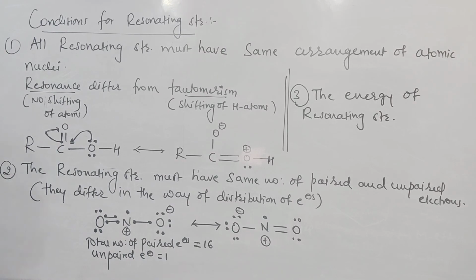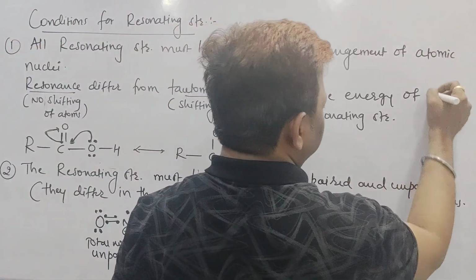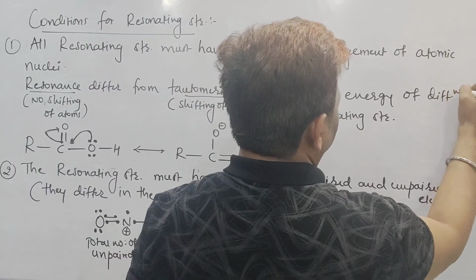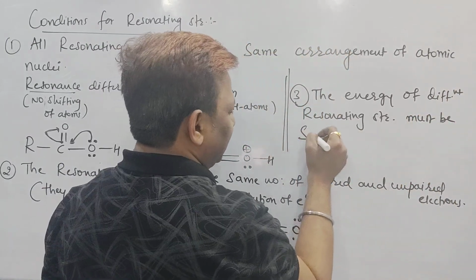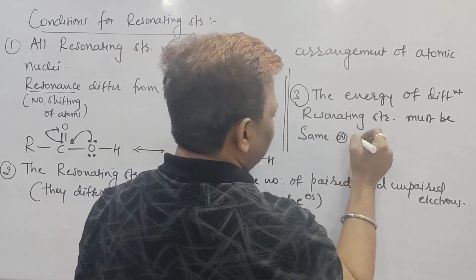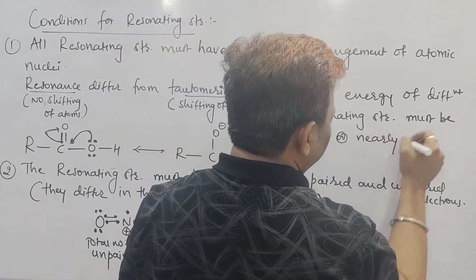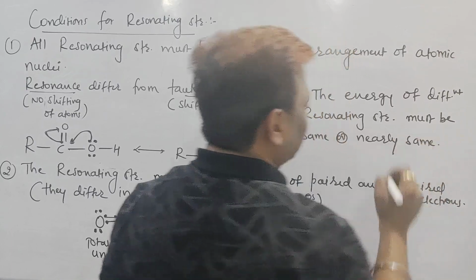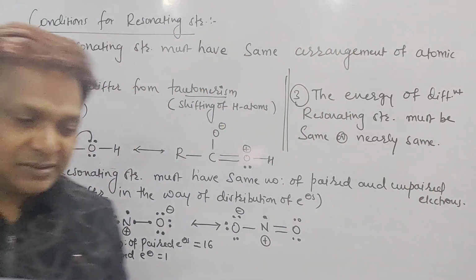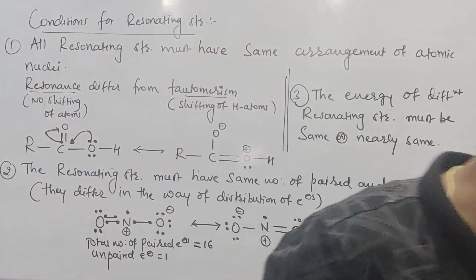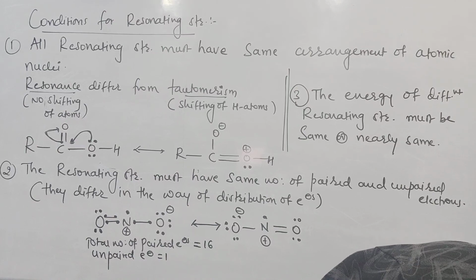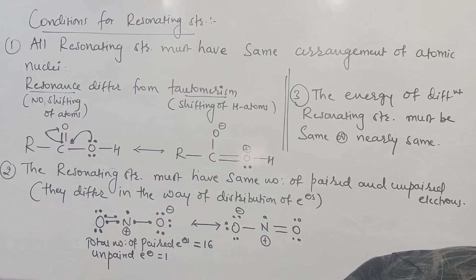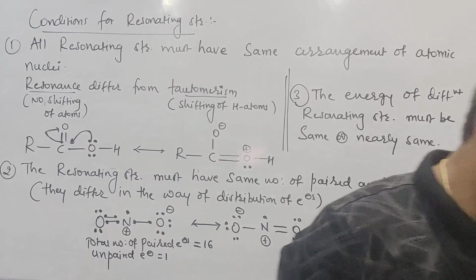The energy of different resonating structures must be same or nearly same. This is also one of the conditions for the resonating structures, right? So all these conditions, we are going to see better now with some examples, and in those examples I will tell you better what the applications of this are.